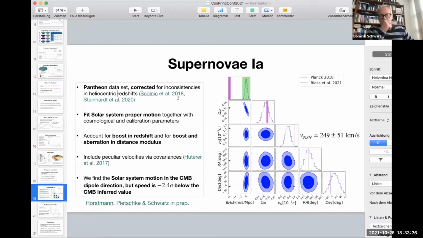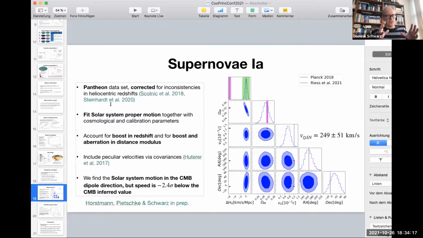Yes, we actually looked into that question with supernovae. We took the Pantheon data set, and there is an improved sample where Charles Steinhardt and his students fixed certain inconsistencies in the data set with the heliocentric redshifts. We further fixed a few supernova coordinates that were also mixed up, and then fitted the Hubble diagram in a three-dimensional way, without assuming that we know what the CMB direction is.